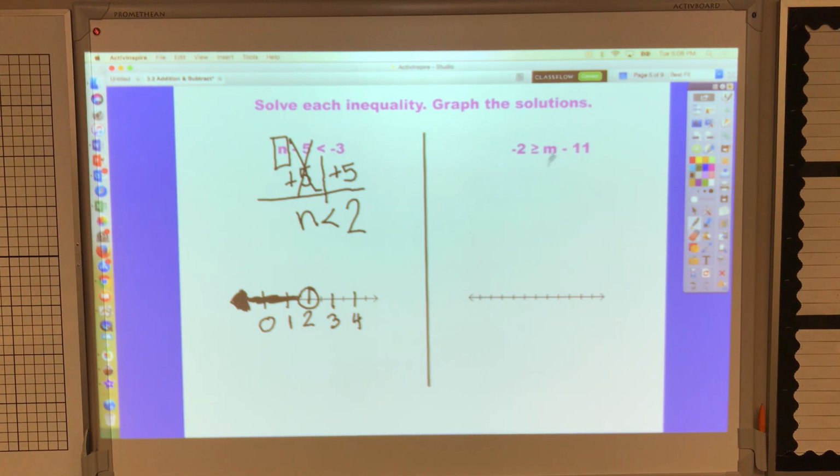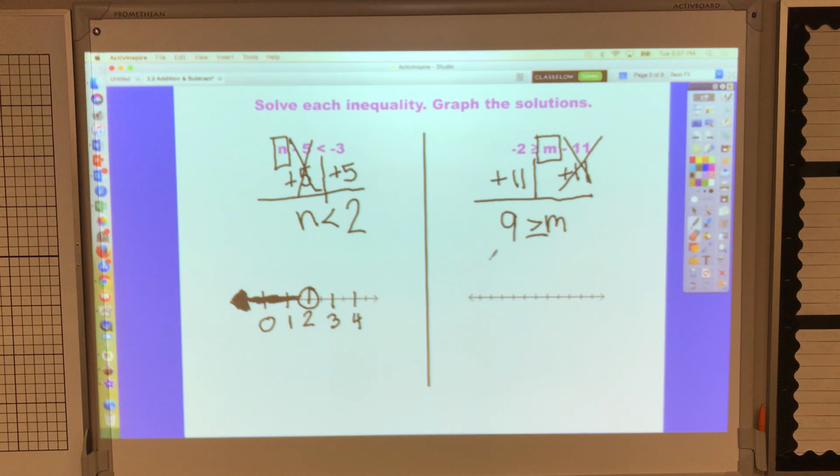The next one again has that variable on the other side. My goal is to get m by itself. So I need to get rid of minus 11. So I add 11, and whatever I do to one side, I do to the other. The 11's cancel on the right. So I have m, my symbol, less than or equal to negative 2 plus 11. The 11 is bigger, so my answer is going to be a positive 9.